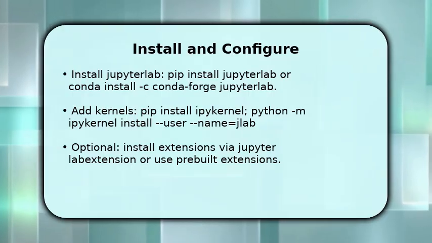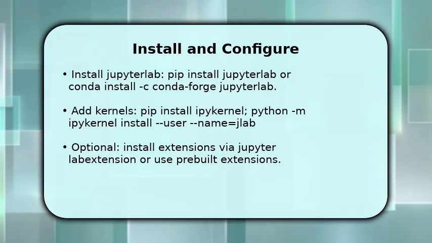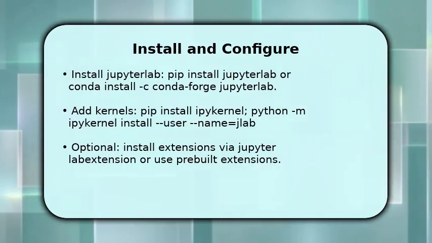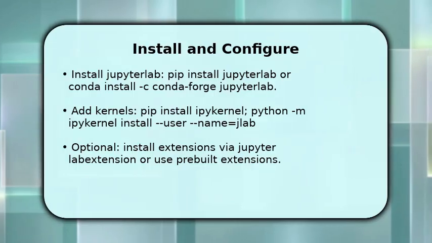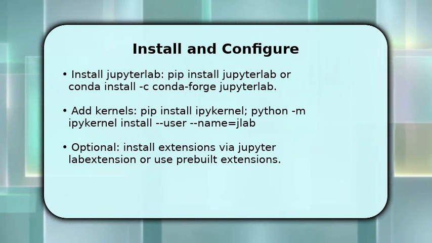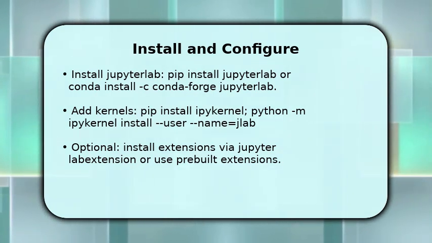Then install ipykernel and register it with python -m ipykernel install --user --name=jlab so the environment appears as a kernel option. If you need UI features, install pre-built extensions or use jupyter labextension install for legacy ones. Make sure to rebuild when prompted so the interface reflects changes.